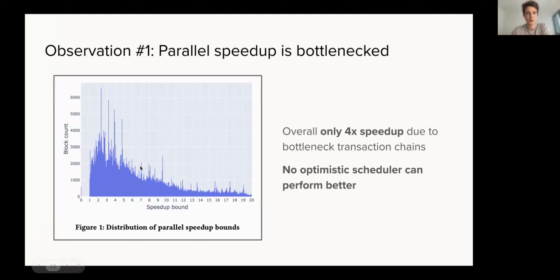However, a big portion of the blocks is much slower, only 2 to 6 times speedup, because they are bottlenecked on a series or chain of transactions. Now, we argue that this evaluation is based on perfect information, so any real-world scheduler can only do worse than this 4 times speedup. So this is definitely an issue.